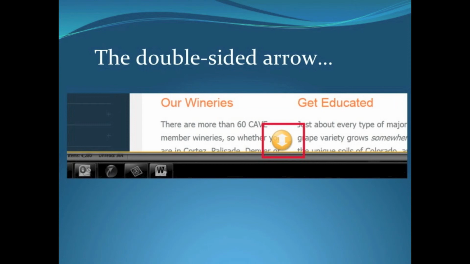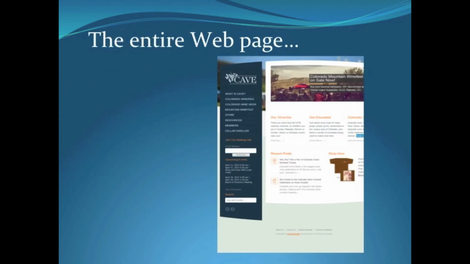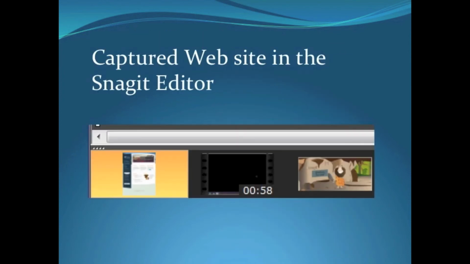A double-sided yellow arrow will appear on top of the web page. Click the yellow arrow to capture the selected web page. The entire page from this website has been captured without any breaks or divides. The Cave web page has been captured in its entirety. It can now be accessed in the Snagit Editor tool tray. This concludes Section 4, How do I Capture an Entire Web Page Using Snagit?